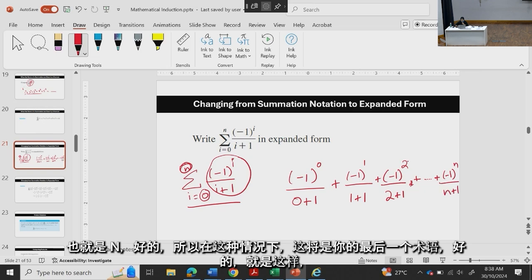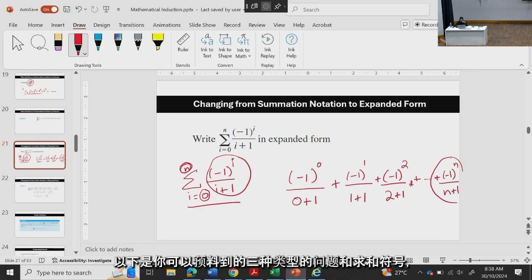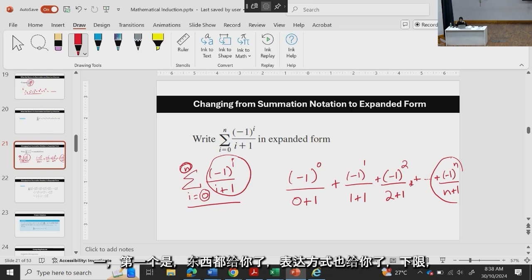Okay, so this will be your final term in this case. This is how these are three types of questions in summation notations that you can expect. First one is where both the things are given to you. The expression is given to you, the lower limit and upper limit are given, and the values for the expression are also given to you. Simply have to plug those in.